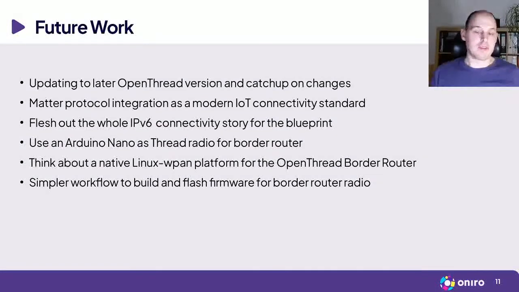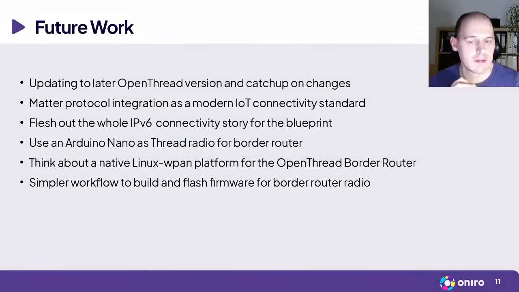But yeah, that is the first iteration of this blueprint we have been working on. There's more to go. So our future work is mostly looking like this. We want to update the OpenThread version. The one we are using is a bit dated, so we need to use a newer one, catch up on the changes and so on. We're also looking into integrating the Matter protocol, which is a modern IoT connectivity standard, which is currently being worked on. It's not fully specified yet, so that's why it's not integrated, but that's something we are looking forward to do as well.